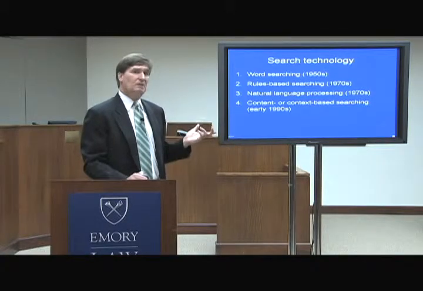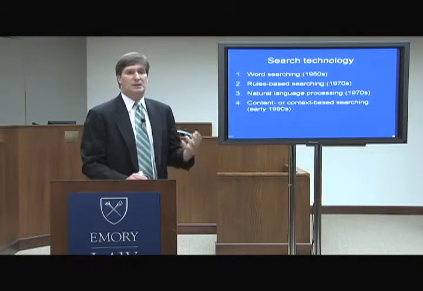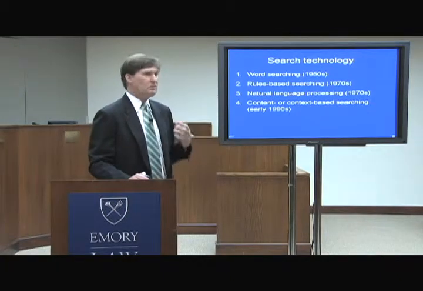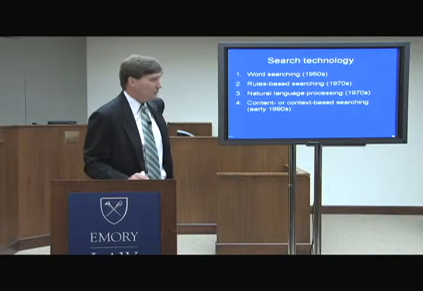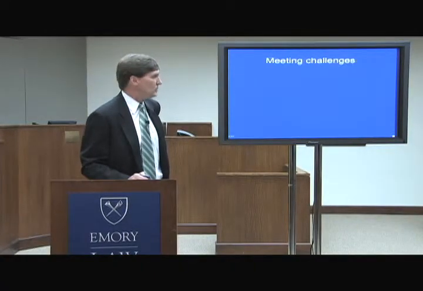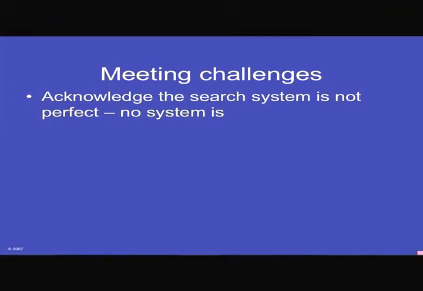And so what you're looking for is often a negotiation with the other side as to what would most likely produce the documents you're looking for, while realizing the limitations of what you're doing. Now, when you're meeting the challenges of searching, acknowledge the search system is not perfect. No system is.